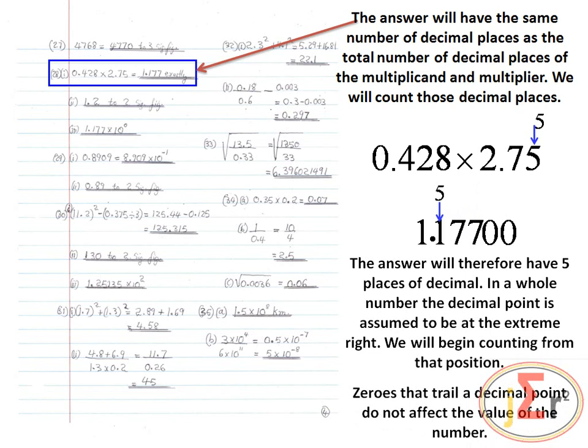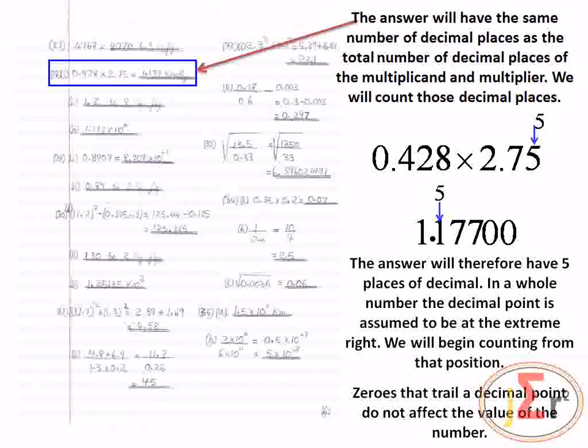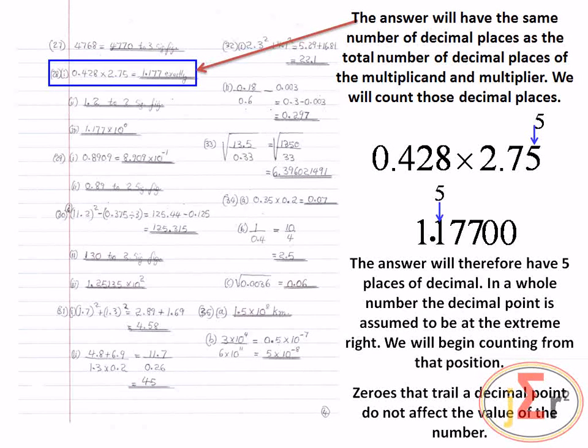Zeros that trail a decimal point do not affect the value of the number. So zeros that trail a decimal point do not affect the value of the number, and they are gone.